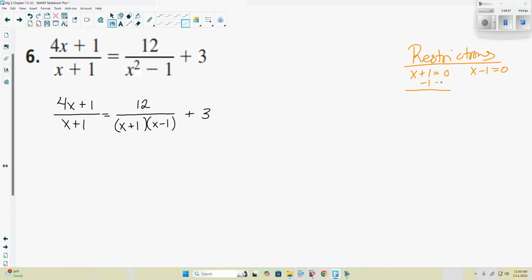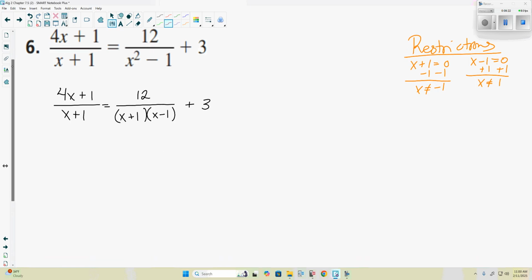Now with our x plus 1, we can subtract 1 from both sides, telling us that if x is equal to negative 1, it would cause a division by 0. That's not going to work. The x minus 1, we can add 1 to both sides. And if x is positive 1, we'd have a division by 0. That doesn't work. So our restrictions for this are positive or negative 1. Questions on this so far?